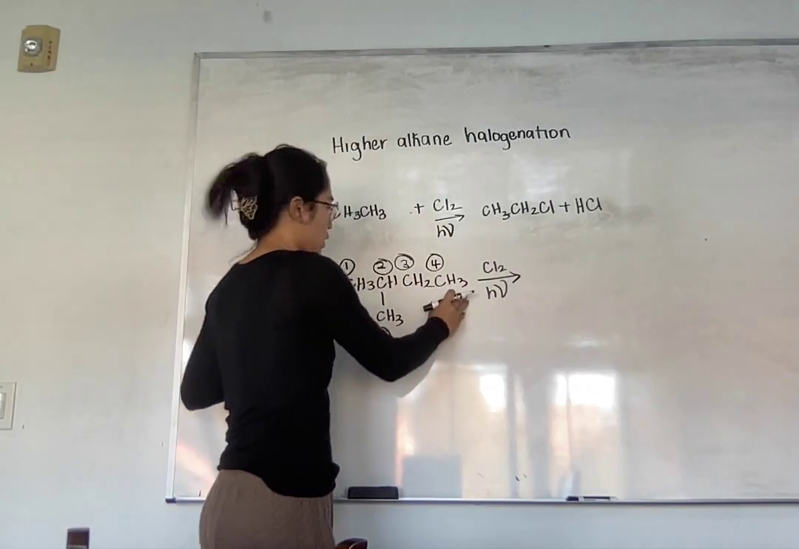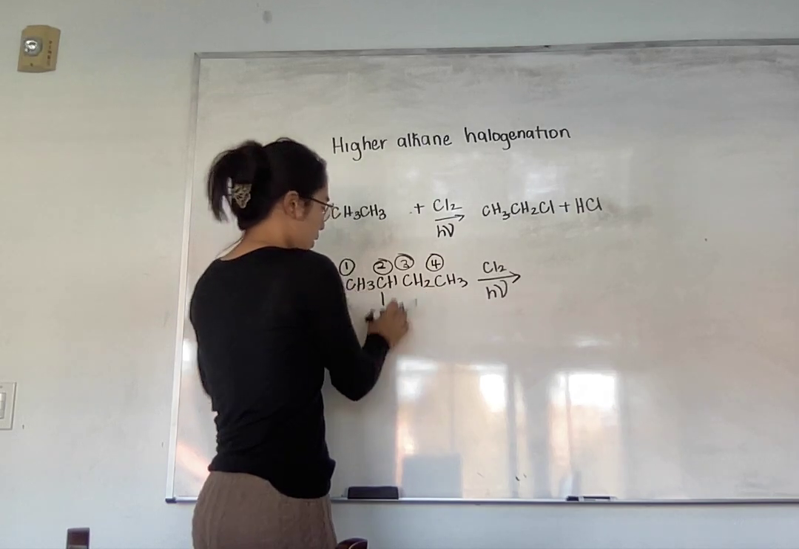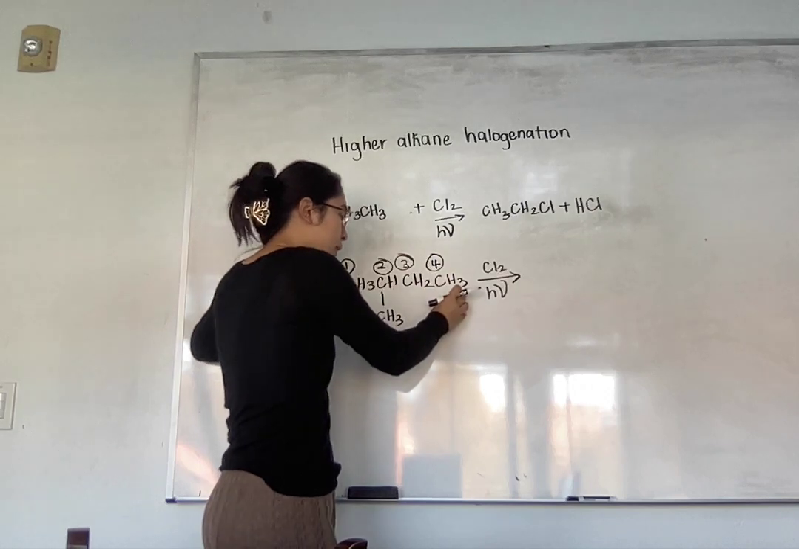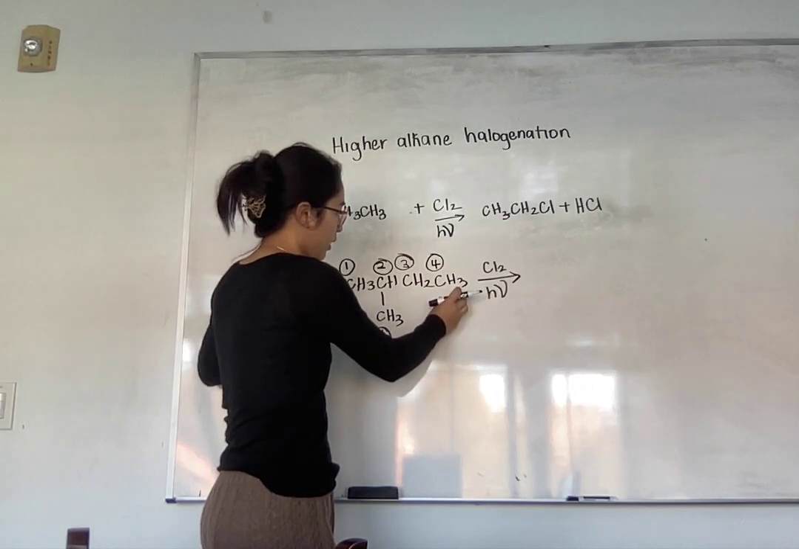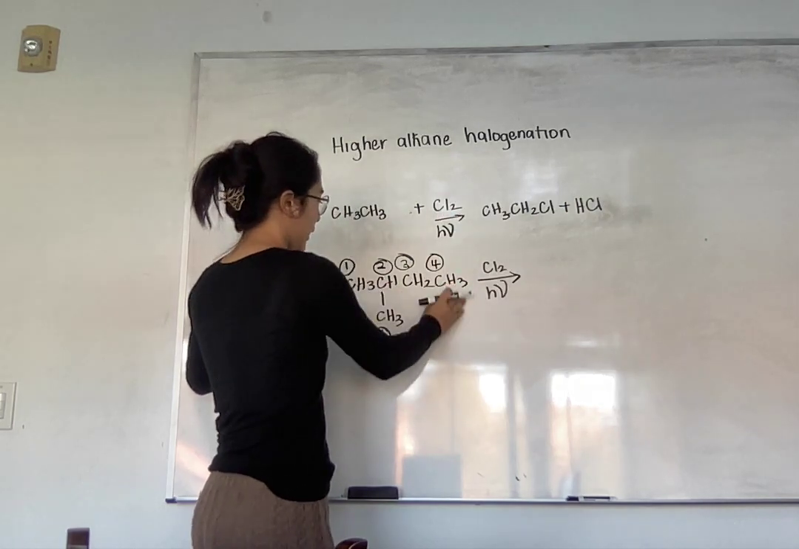Now let's look at this CH3. This CH3 is connected to a CH2. Our other CH3s were not connected to a CH2, they were connected to a CH. So we're going to count that as its own unit too. When I say units, I mean areas where the chlorine can attach.